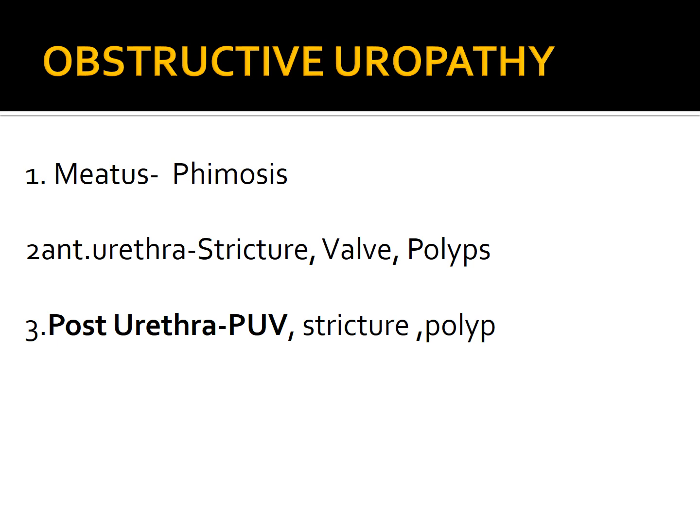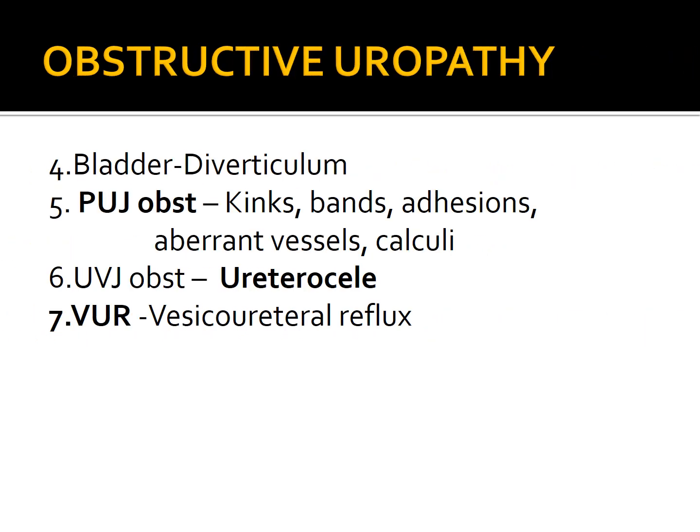Number 1, in the meatus, phimosis occurs. Number 2, anterior urethra, there can be stricture, valve or polyps. Posterior urethra, there is posterior urethral valve, stricture and polyps. And in the urinary bladder, a diverticulum can occur.